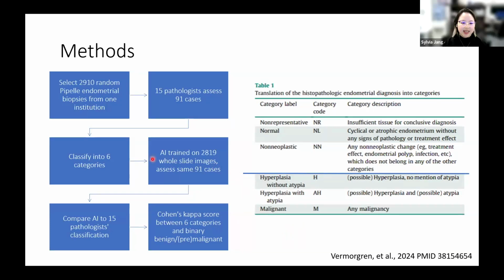Meanwhile, they had the AI program trained on the remaining 2,800 cases, and they would assess the same 91 cases that the 15 pathologists looked at. And so then they would compare how the AI classified each case to each of the 15 pathologists using a Cohen's kappa score. And they looked at how the program did for each category and also the binary benign versus pre-malignant cases.